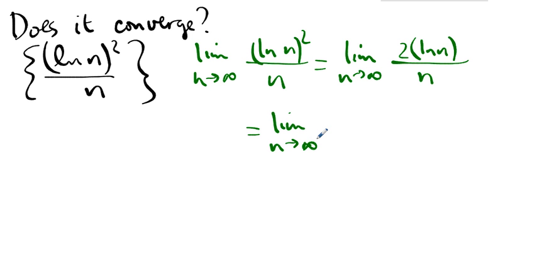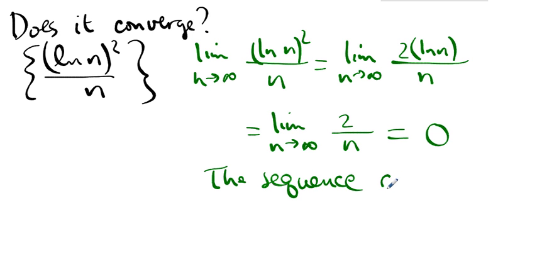So if I try L'Hopital again, let's see. Derivative of the top, derivative of the bottom. Derivative of the denominator is 1. The derivative of the numerator is 2 times 1 over n. And I know what happens to this. This goes to 0, which means that this goes to 0, which means that this goes to 0. And so we say that the sequence converges. Well, that's crazy, isn't it?